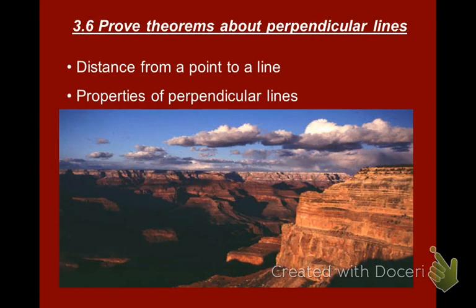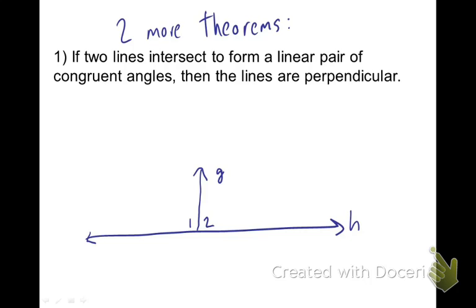So section 3.6 is on a lot of things about perpendicular lines, and we're going to do some proofs on perpendicular lines. So one of the theorems that we're going to see is if two lines intersect to form a linear pair of congruent angles, then the lines are perpendicular.